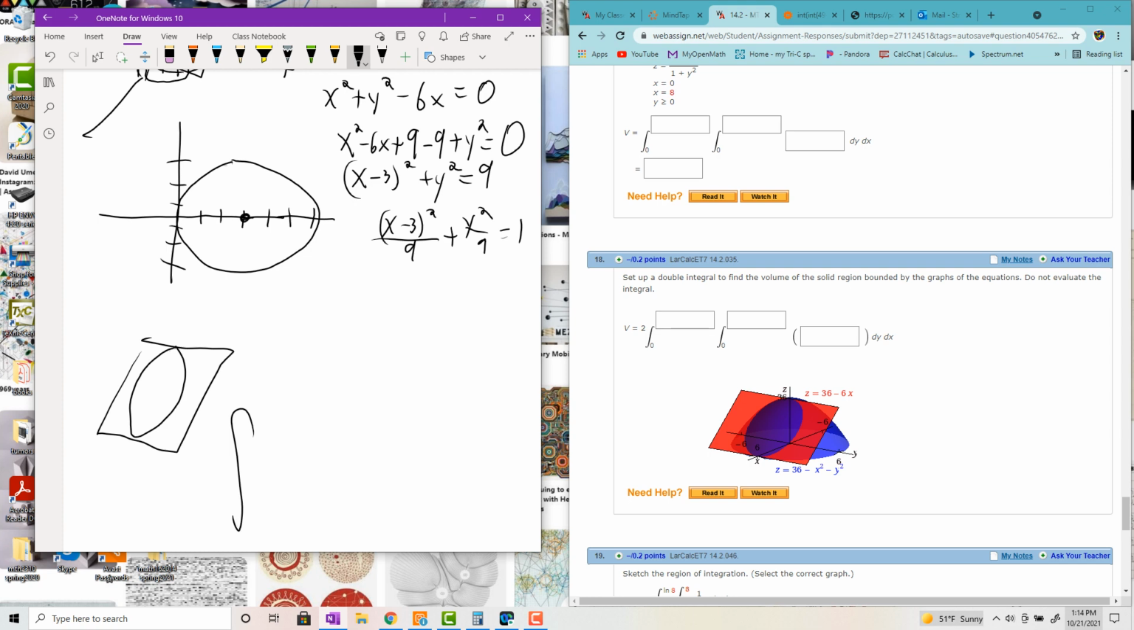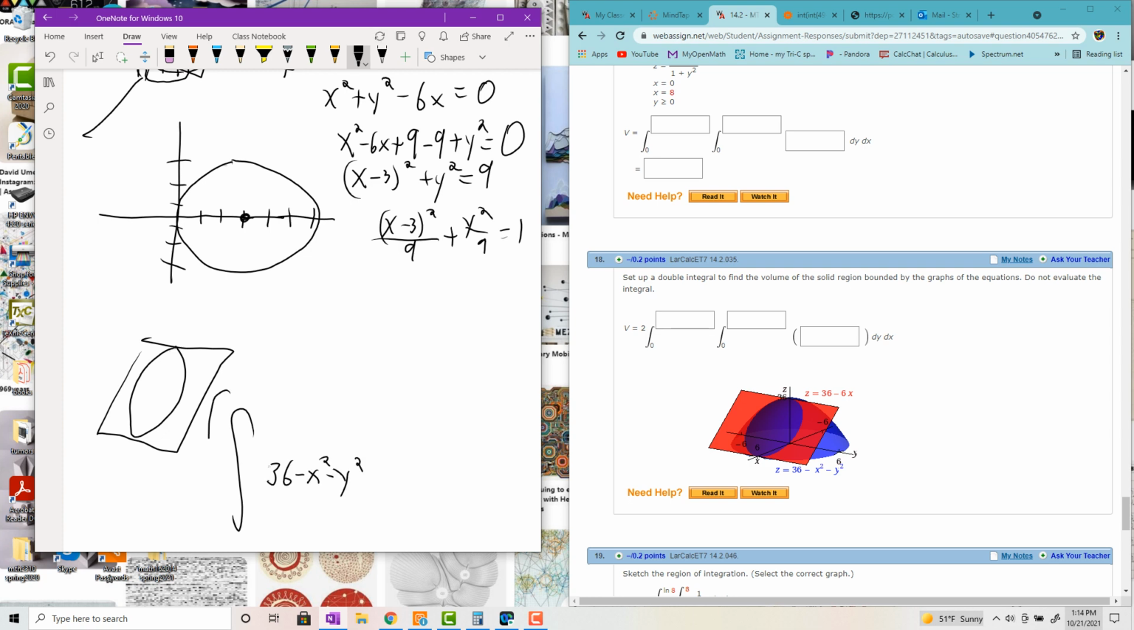The bottom surface is the plane. So the bottom surface would be 36 minus 6x. And the top guy is going to be the paraboloid, so 36 minus x squared minus y squared.